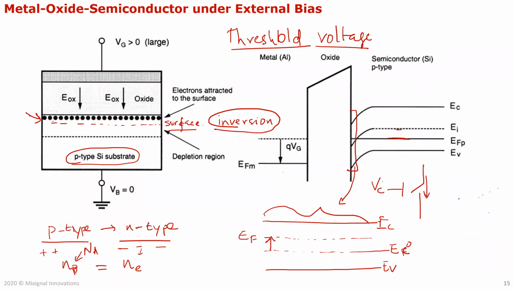Now we have created a channel. Now, how do we conduct it? What type of material do we put on the two sides? Do we put P plus or N plus or two metals, or what do we put on both sides? And that will form your entire MOS transistor basically.